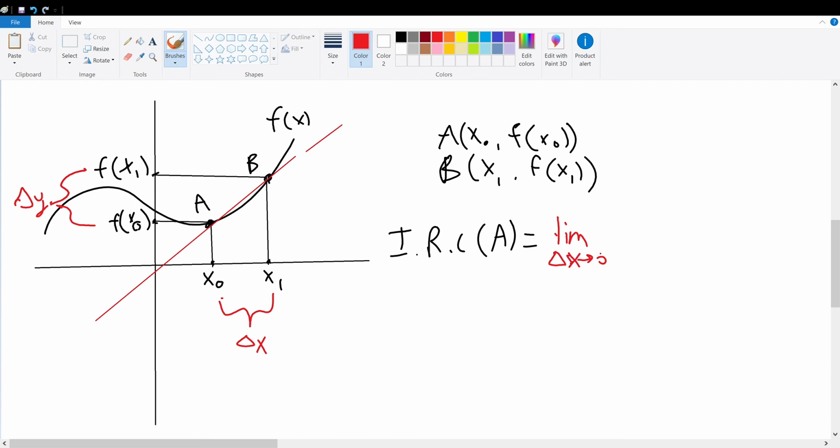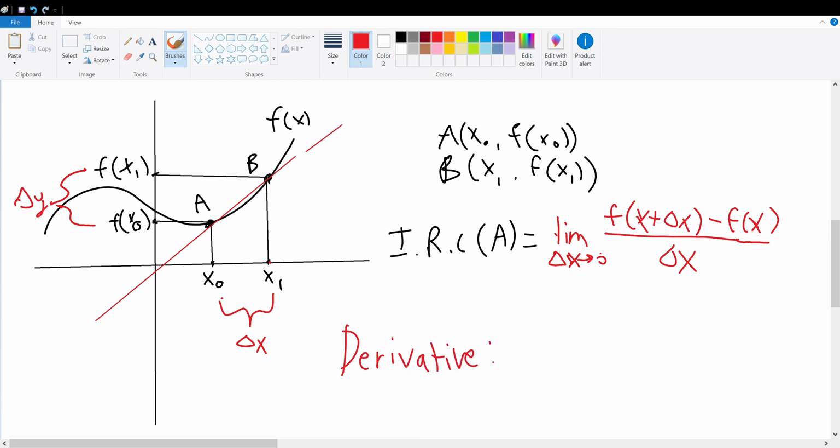And why do I want to infinitely approach 0? Because when delta x gets smaller and smaller, when the change in x gets infinitely minutely small, the limit of f of x plus delta x minus f of x, divided by delta x, will give us the slope of this instantaneous rate of change for A. This instantaneous rate of change is also known as the derivative. Derivative, D-E-R-I-V-A-T-I-V-E.